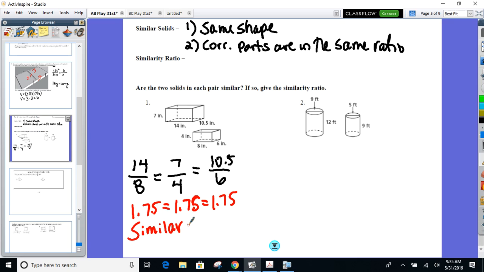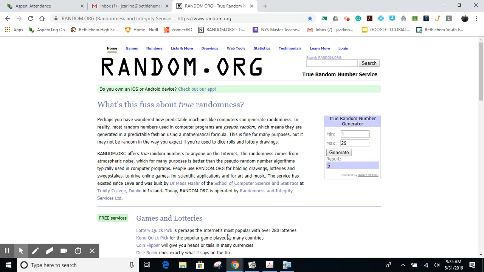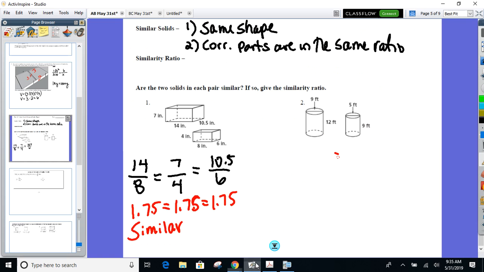But hold on, anybody want to read the directions? If they are, give me the ratio. So what's my similarity ratio? You can go a lot of different ways here. Just give me a ratio of 2 corresponding sides. Anything. Ratio of any 2 corresponding sides. What's up? 7 to 4. Yep. Could I have done 14 to 8? Could I have done 10.5 over 6? 1.75 over 1. Yep.